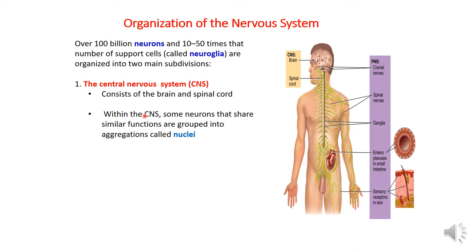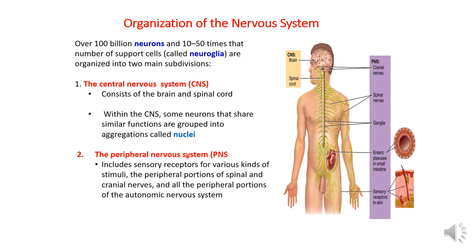Within the central nervous system, some cell bodies are collected together to form nuclei. We have a collection of cell bodies inside the central nervous system, and we name it as what? As nuclei. The peripheral nervous system includes the cranial nerves and the spinal nerves. We have 12 pairs of cranial nerves and 31 pairs of spinal nerves. These nerves, which include the cranial and spinal nerves, form the peripheral nervous system.